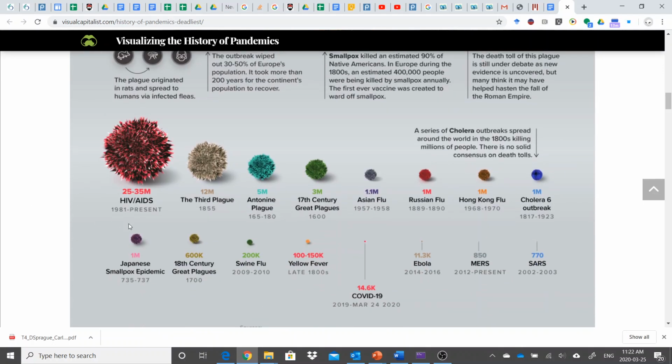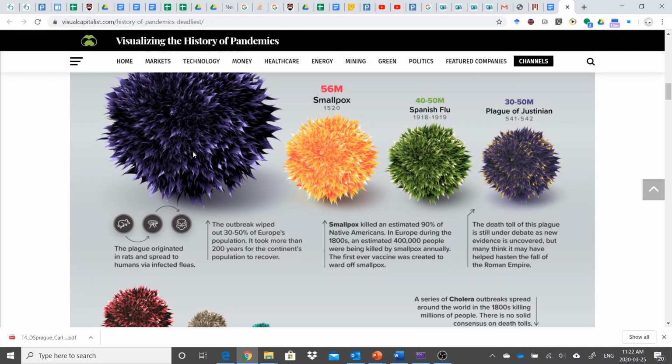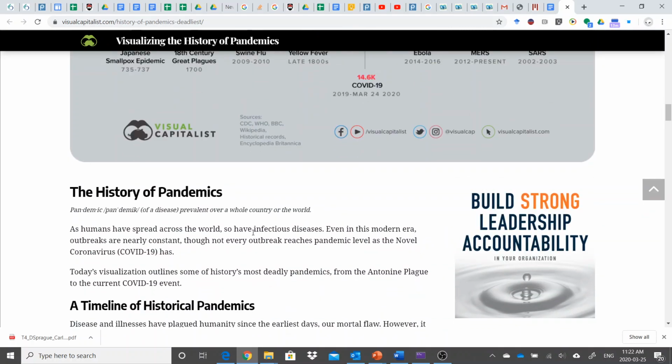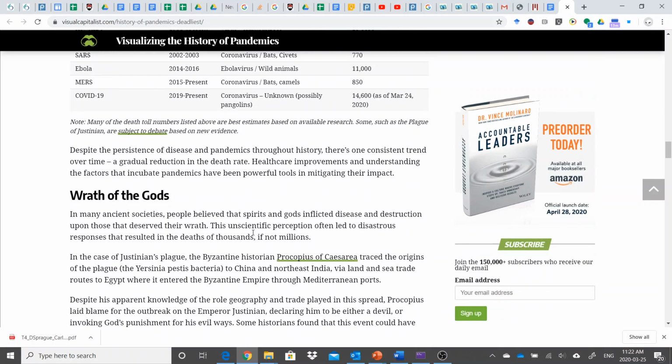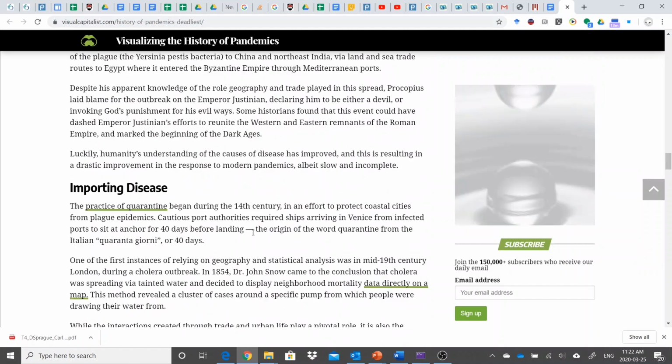And here we have all the other diseases. These are the modern diseases, right? Except there's swine flu, 200,000. But here are all the other modern plagues. Now that we know how to handle viruses and plagues, things are a little bit better. But it is something to be concerned about and to worry about, because you do not want one of these things. And there's a nice list of where it all came from and what kind of disease it is.